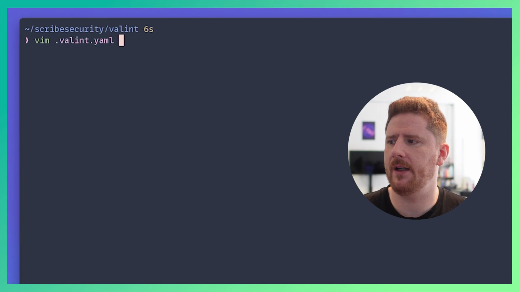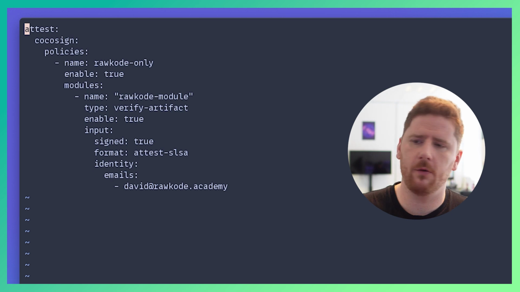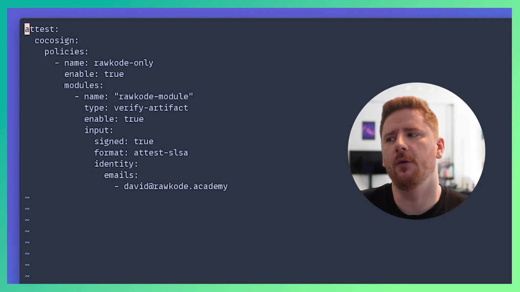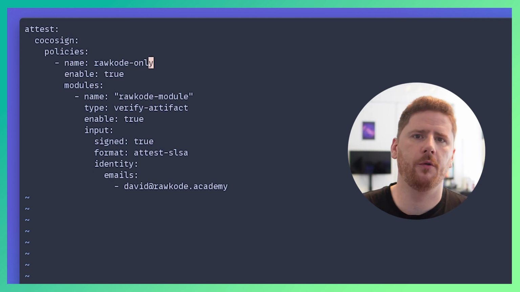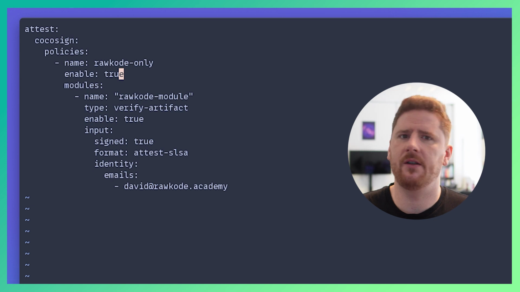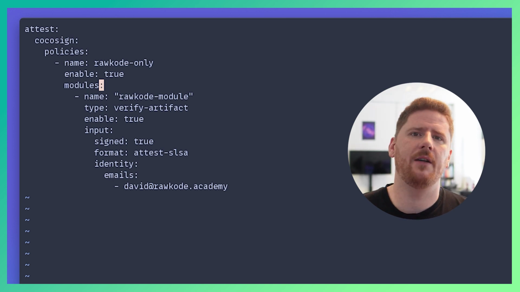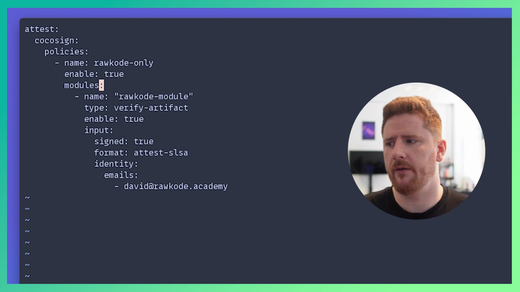Inside this directory, I have a valint.yaml. Inside of this, I have an attestation cosign policy. This just means a cosign policy, where I have raw code only. And we already saw this name when I ran the valint verify. We have the enabled true flag just to make sure this policy is enforced or checked when we run valint verify. And then we can add one or more modules to run as part of the policy.